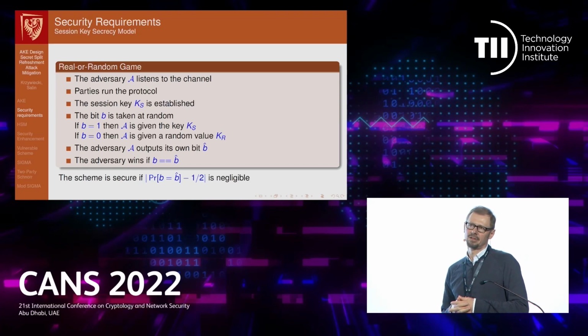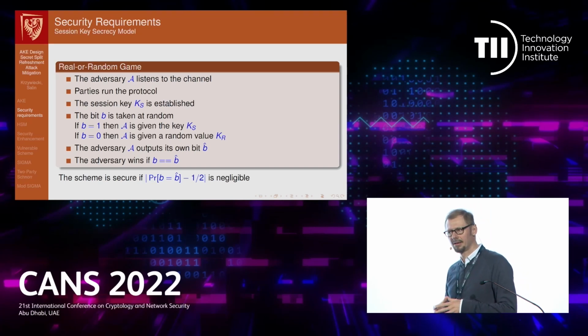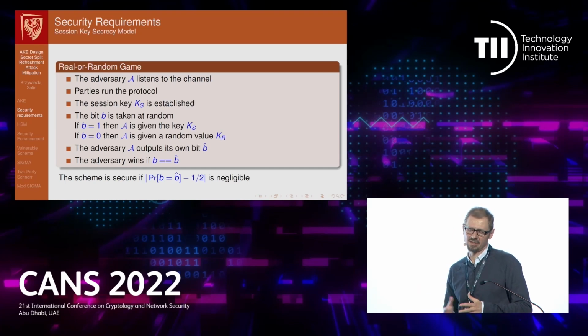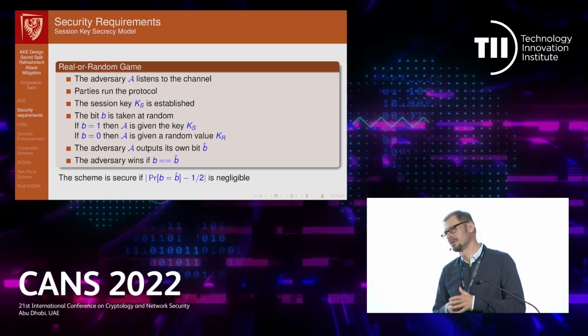After obtaining the challenge, after observing the transcript of the protocol, the adversary needs to output his own bit. Of course, the scheme is secure if, for the bit outputted by the adversary, the chance of guessing the correct bit is just 1/2. It's just a simple guess. If there is a better solution for the adversary to find out what was the real choice of the challenger, then of course the protocol is not secure.